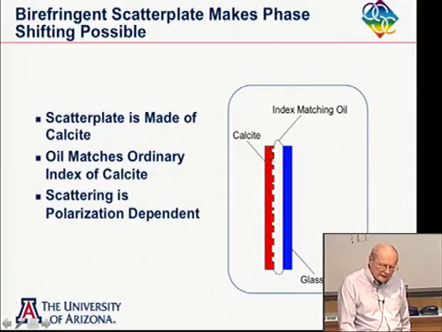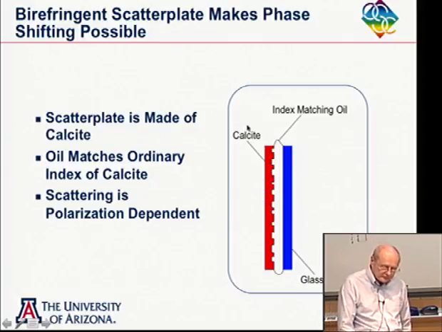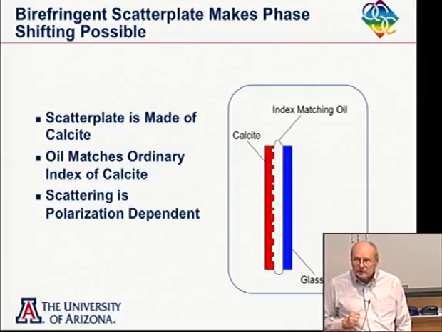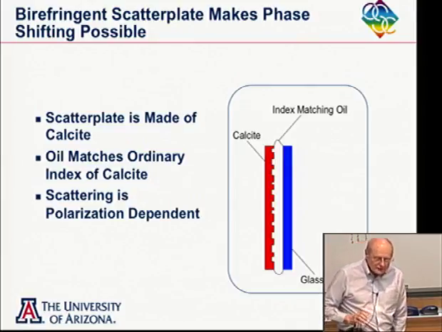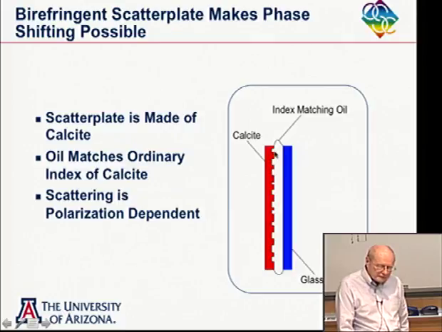We're going to make our scatter plate out of a birefringent material, say calcite, for example. And so the refractive index that the light sees when it goes in this calcite depends on the direction of the polarization. So S and P components will see different refractive index. Okay? So I'm going to make a scatter plate, and we'll look at slides for doing this in a second, but I'm going to make a scatter plate by etching into this surface.